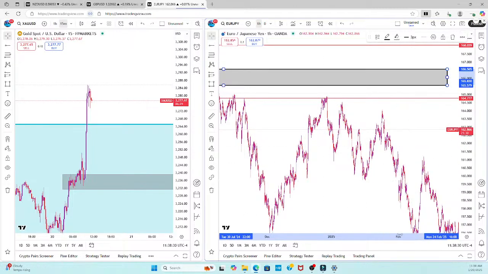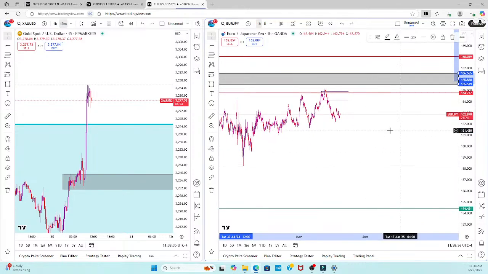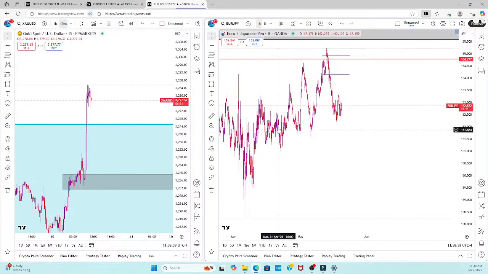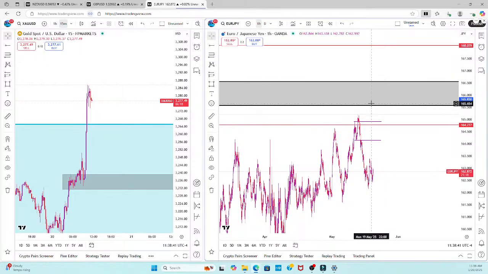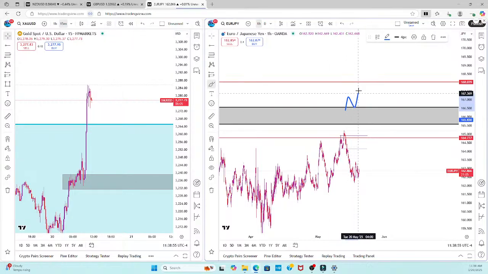I'm going to extend this because this is still an important level that's going to determine whether Euro JPY is going to be able to break to go higher or not. This level here, 166.60, is an area that if Euro JPY ends up breaking back above, it's going to go higher. So you can set an alert for that price level, 166.60.